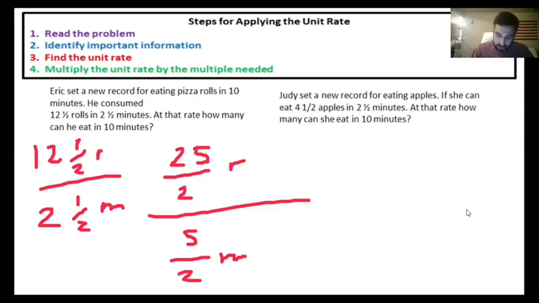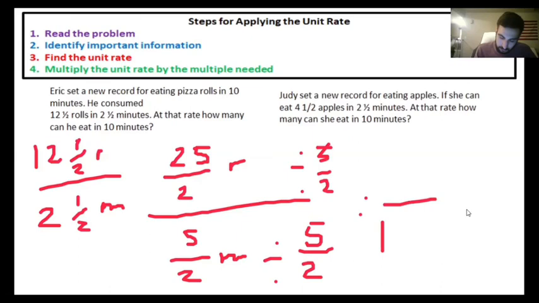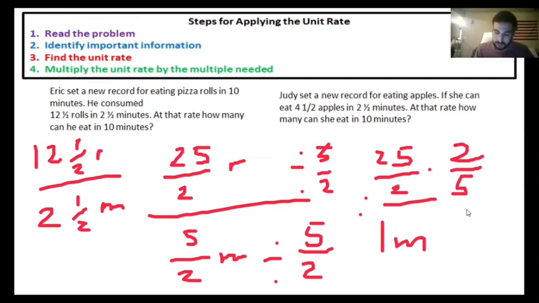So now what I'm doing here, I'm going to divide my denominator by itself. That way I can get my unit rate. If I do it to the bottom, I also do it to the top. So we will have 1 minute here. Keep change flip, we'll have 25 over 2 times 2 over 5, which ends up being 50 over 10 in that 1 minute.